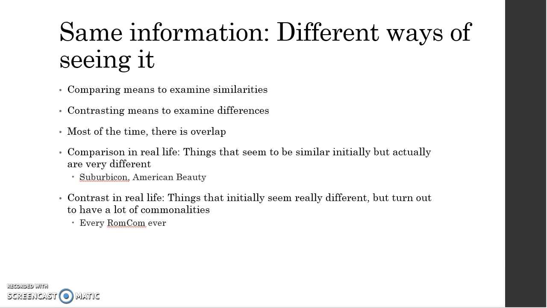Comparing means to examine similarities, things that are alike. A lot of times things seem really similar initially, but if you do a little bit more digging, you find out they're really very different. The movies Suburbicon and American Beauty both start with that premise: look how everything is exactly the same. But then you dig in a little bit deeper, and the whole story is about how completely screwed up everything is. Very, very different, and especially different from what everything looks like.